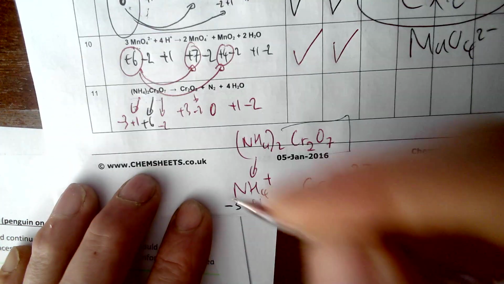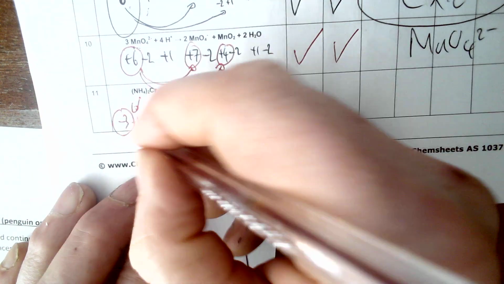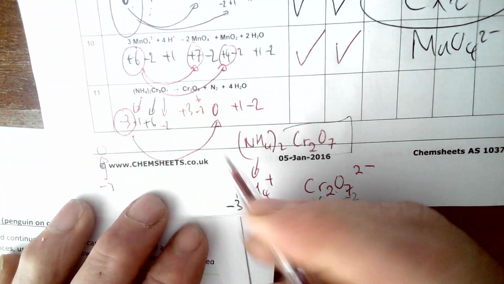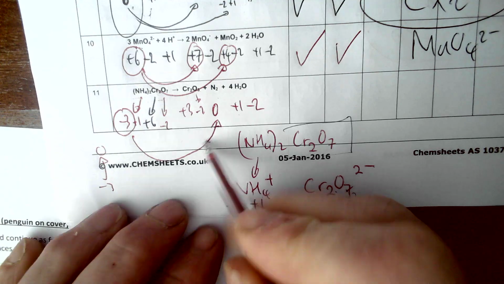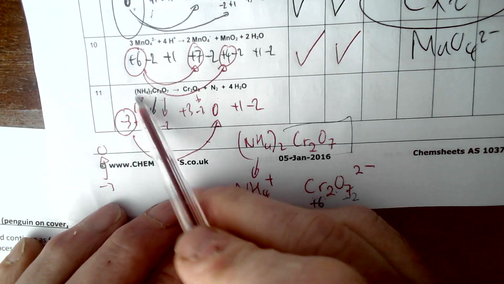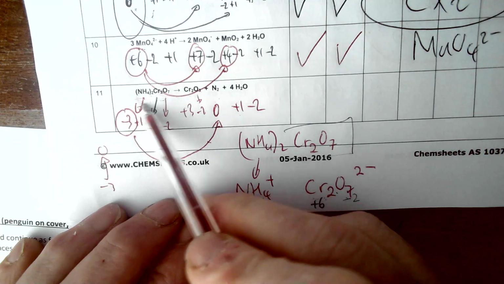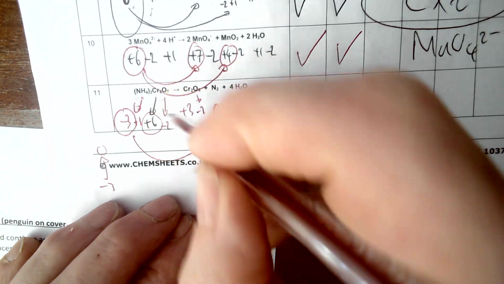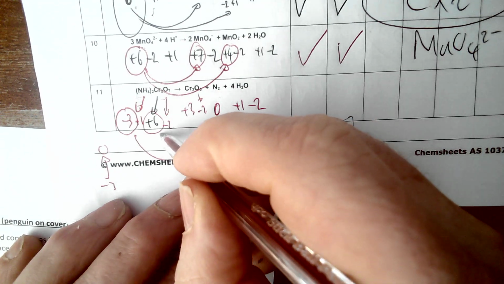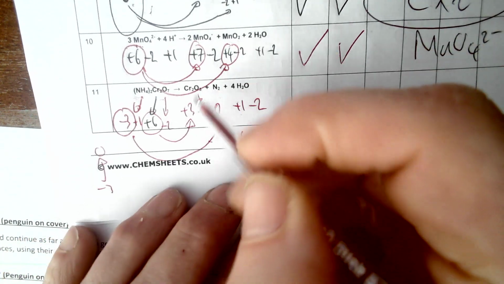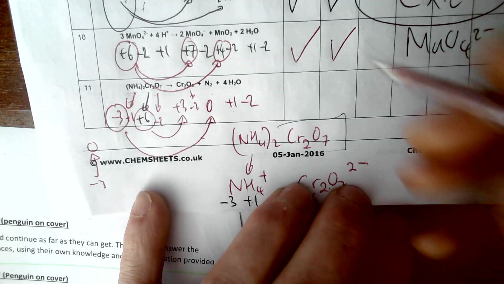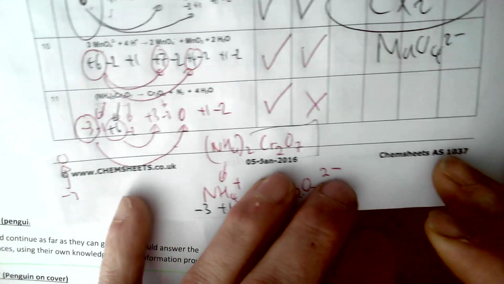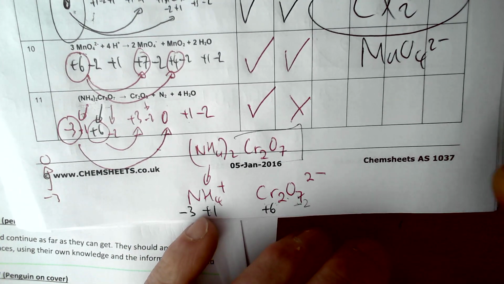Right then, do I notice any changes? Nitrogen goes from -3 to 0. Alright, -3 to 0 is oxidation. Alright, this NH4 plus, this part is getting oxidized. Chromium inside this compound goes from +6 to +3. That's getting reduced. Wow, so it is a redox reaction. It's not disproportionation because it's not the same elements being oxidized and reduced.